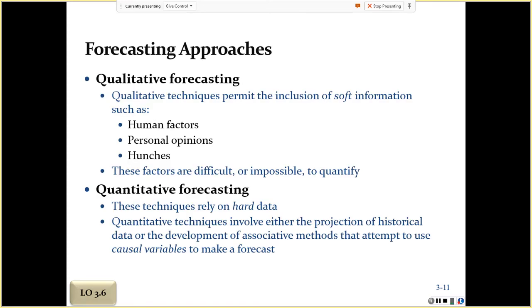So forecasting approaches, you have two. You have qualitative forecasting, which uses soft information. It's subjective. It requires human interaction and it brings in personal opinions. Since consumers generally determine demand, it seems obvious to get the consumer's input.